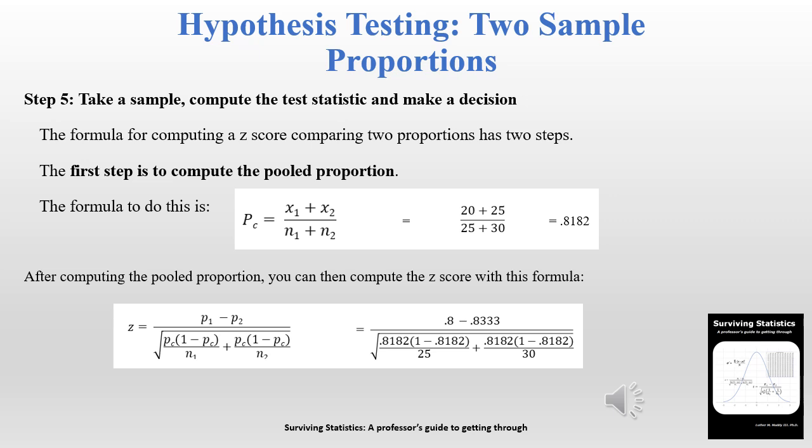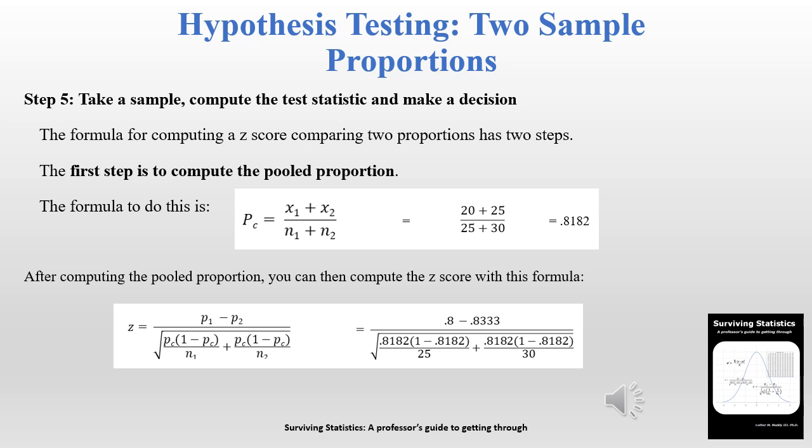Now to compute the z, once we have the pooled proportion, we take the proportion for sample size 1, we subtract the proportion for sample size 2, and we divide that by the square root of the pooled proportion times 1 minus the pooled proportion divided by the sample size. You can see the formula there.